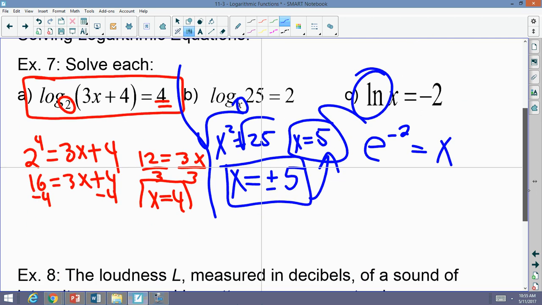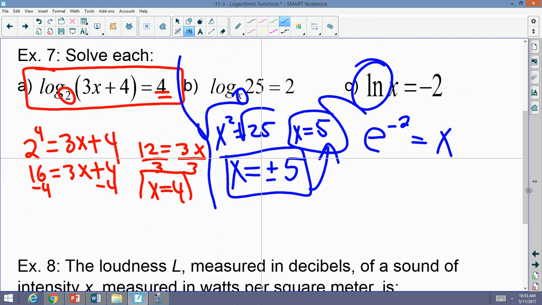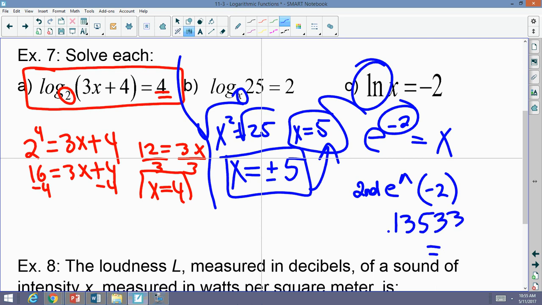So on my calculator, I go second function, and I hit the ln. When I hit the ln, a little e pops out, and it's raised to some power. That's where I activate my negative, and then I go 2, and my answer will be 0.13533, rounded to the nearest thousandth. We got 0.135. Does that make sense?